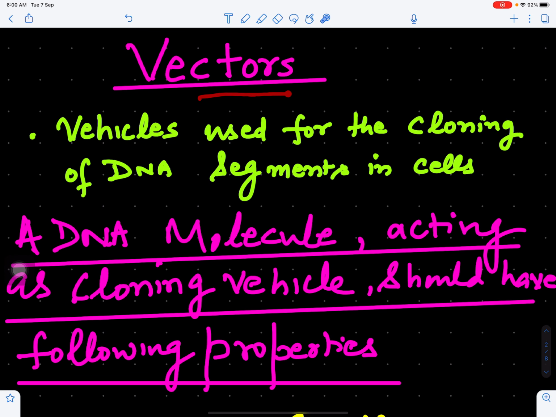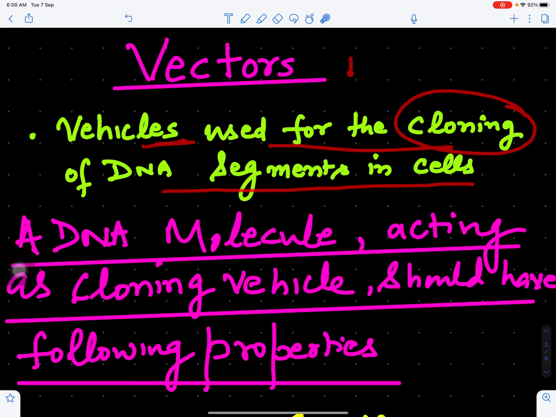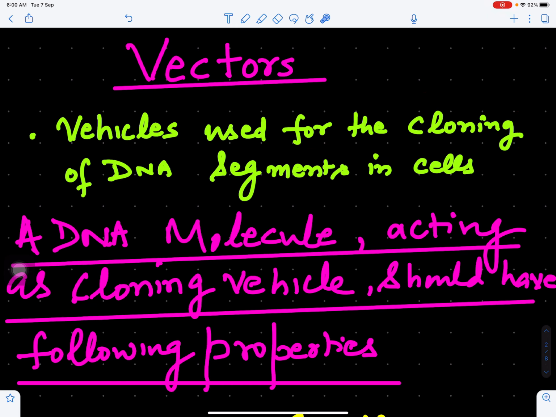Now we first will see what are vectors. As we discussed, vectors are vehicles which are used for cloning of DNA segments in the cell. What is cloning? Making multiple, totally identical copies of one DNA. This is called cloning. So a DNA molecule acting as a cloning vehicle should have the following properties. If we are using certain vectors, they should have certain properties or rules to follow.